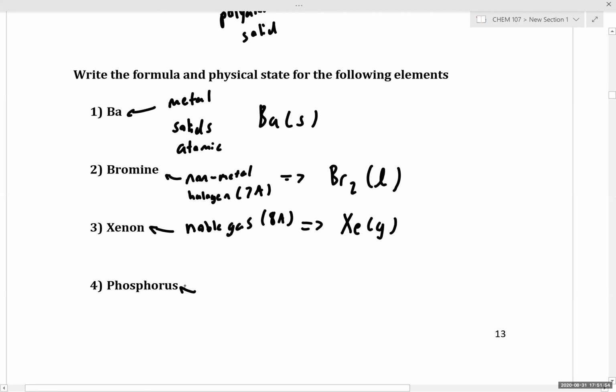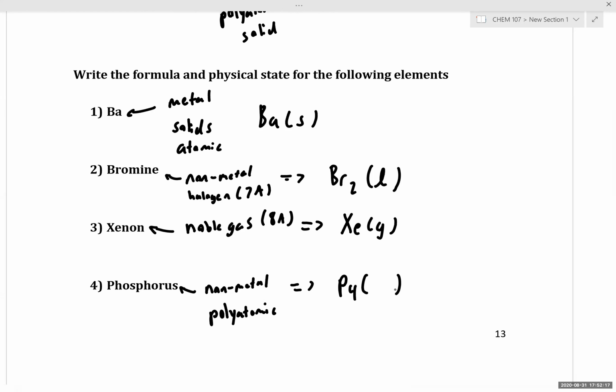Finally, phosphorus is a non-metal. And phosphorus is one of the few elements on our list of polyatomic elements. Phosphorus has a formula of P4, and in general, most elements in our periodic table, if I haven't explicitly told you what the state symbol is, most elements in the periodic table will have a solid symbol. Most elements in the periodic table at room temperature are solids.